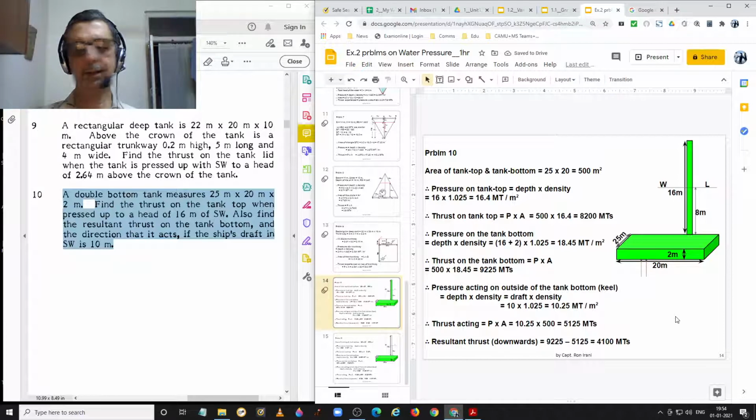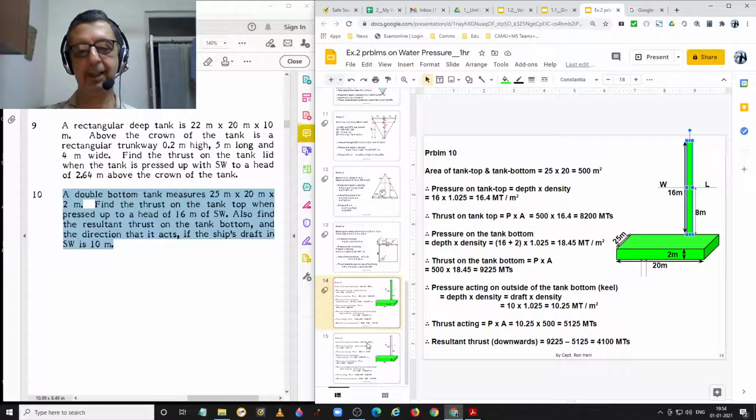Now, just another simple exercise. What would happen if there was no additional head of 16 meters? Exactly the same problem we are going to work out without this head of 16 meters. It's just that the double bottom tank is full and your ship is floating at a draft of 10 meters. Everything stays the same except that there is no head of 16 meters of salt water acting on the tank top of this double bottom tank.